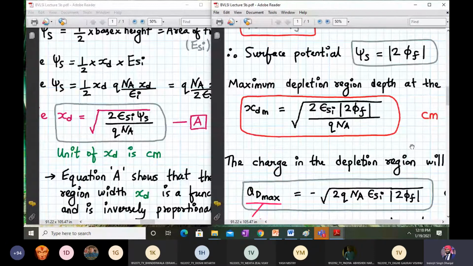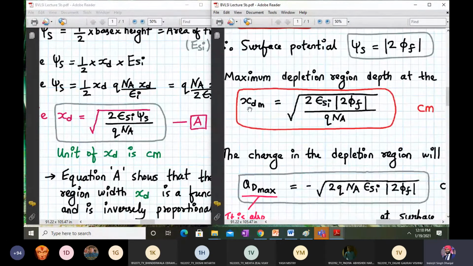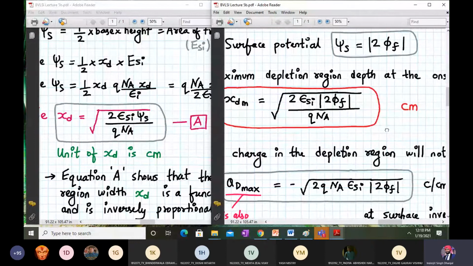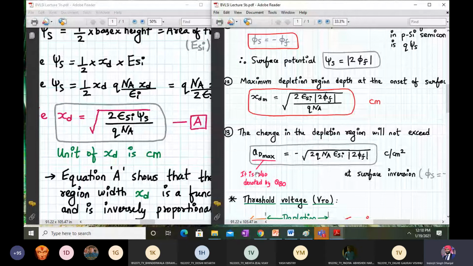So the maximum depletion region depth at the onset of surface inversion is given by xdm, which is equal to square root of 2 epsilon Si into mod of 2 phi f divided by Q into Na. Q is the charge, epsilon Si is the permittivity of silicon, phi f is the bulk Fermi potential, and Na is the doping concentration, because it is a p-type silicon substrate. The unit is centimeter. Now the charge in the depletion region will not exceed this value.